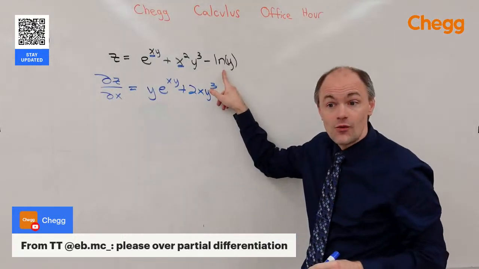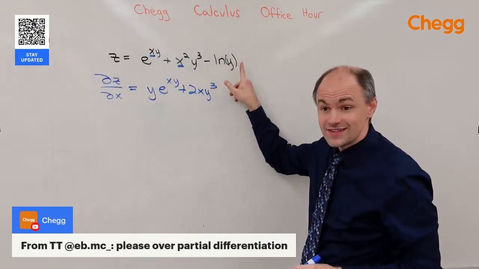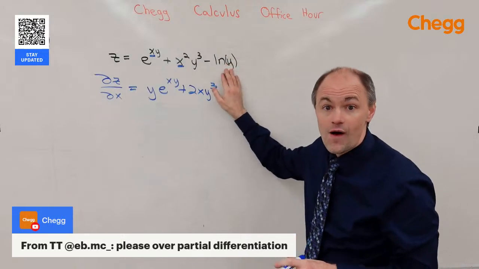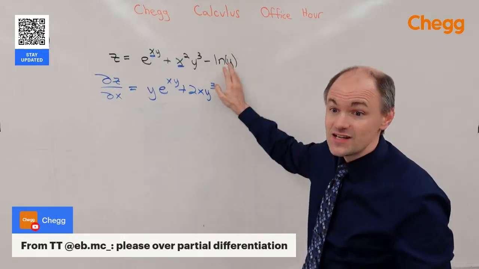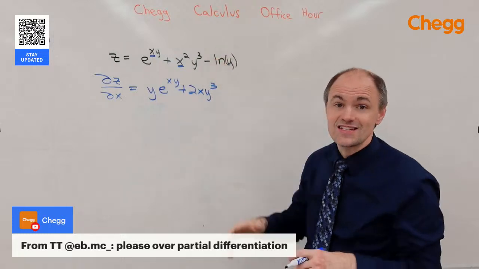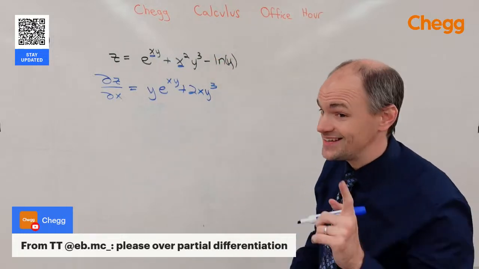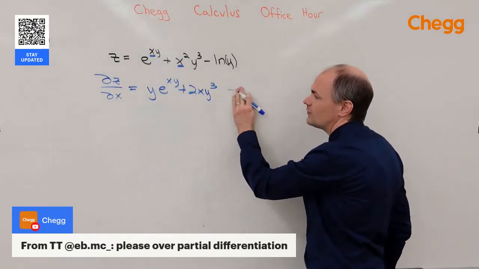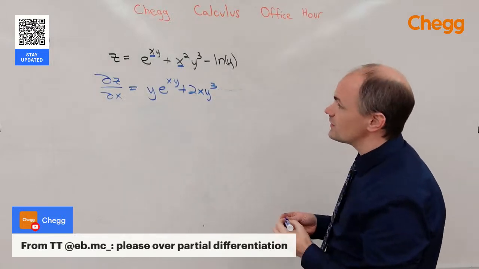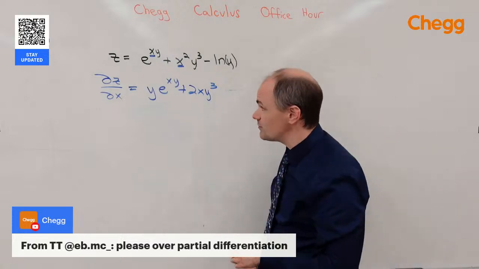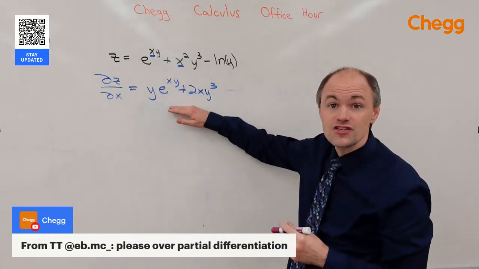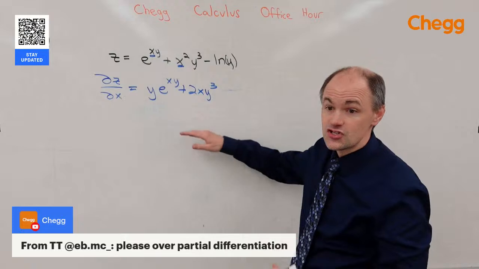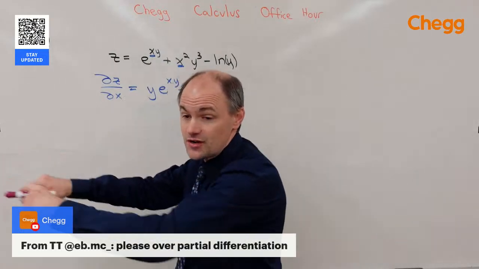What about the natural log of y? There's no x's in here. This is just the natural log of y. And remember, y is a constant, which means this whole thing is a constant. The derivative of a constant, did you guess it? It's 0. So plus 0, we don't really have to write it. So we could say the partial derivative of z with respect to x is this function. This function tells us how fast the function is changing in the x direction.